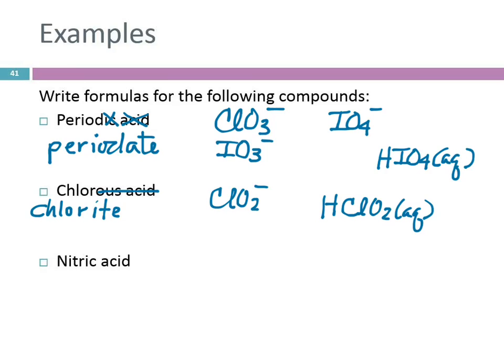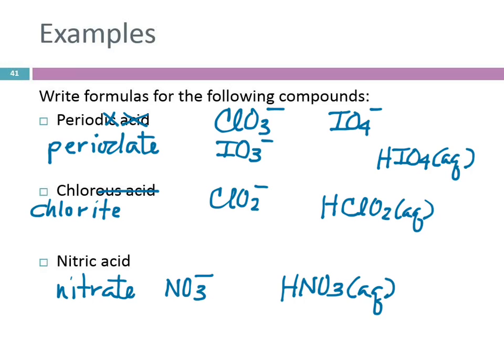How about nitric acid? What polyatomic ion is in nitric acid? Nitrate. Nitrate is NO3 minus 1. Minus 1, 1 hydrogen. HNO3 aqueous. Any questions?